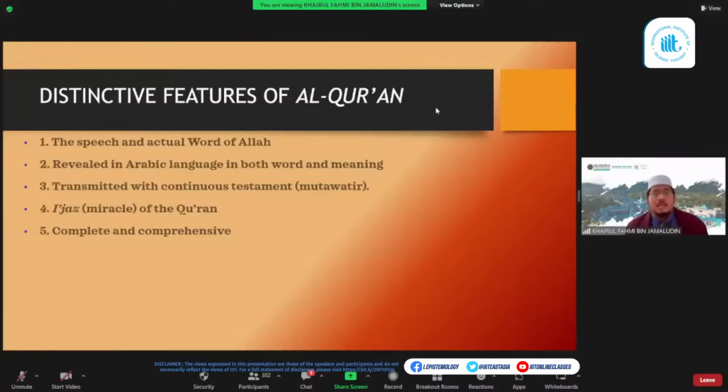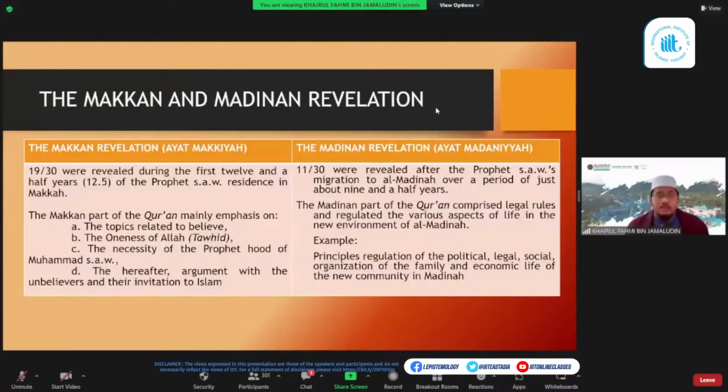Next. Moving on to the Makkan and Madinan, ayah Makkiyah and ayah Madaniyah. These are the verses of the Quran that were revealed in 2 different places. The first one is in Mecca, when the Prophet had just been appointed by Allah to become the Rasul, the Prophet, and was in the early stage of his da'wah.